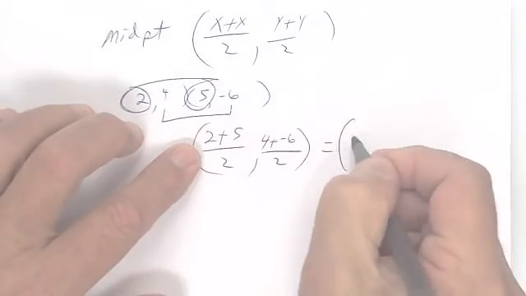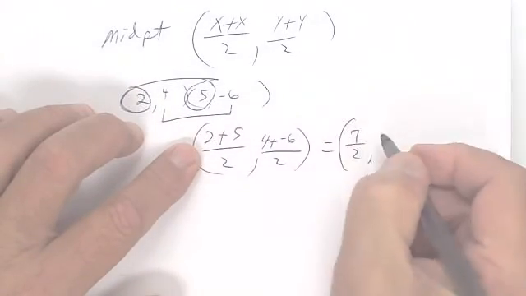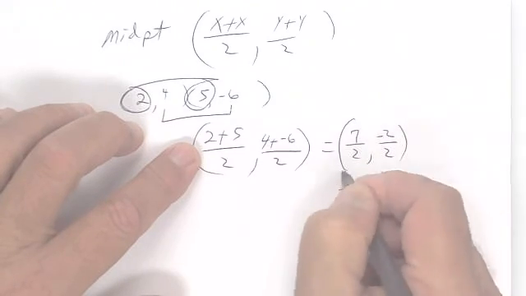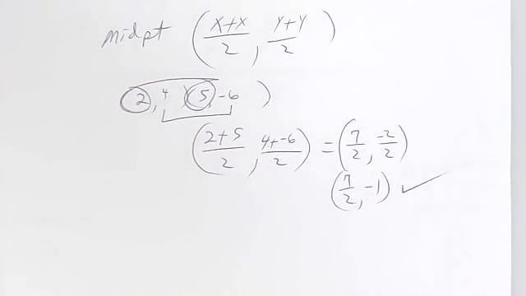So this is going to be 7 over 2. And this is going to be a -2 over 2. So you're going to get 7 over 2 and a -1, and you're done. And that's called the midpoint.